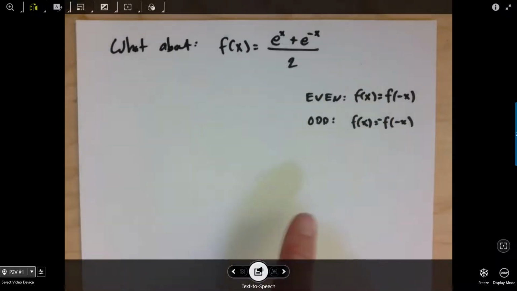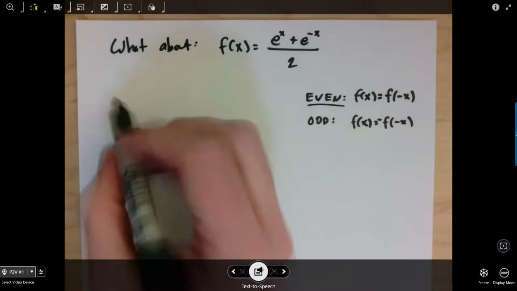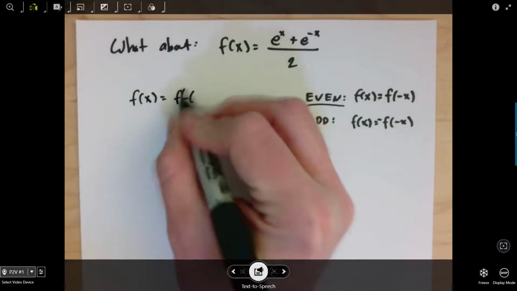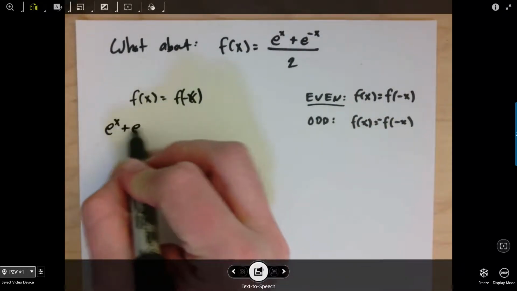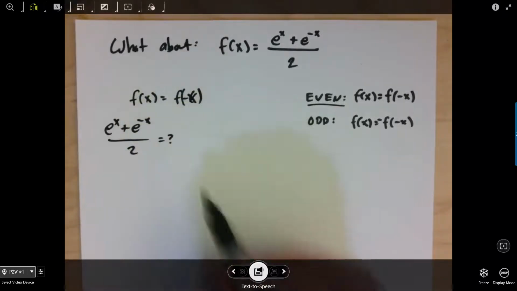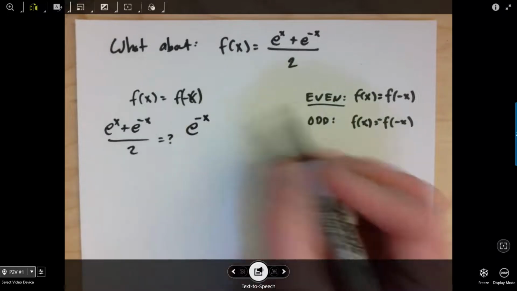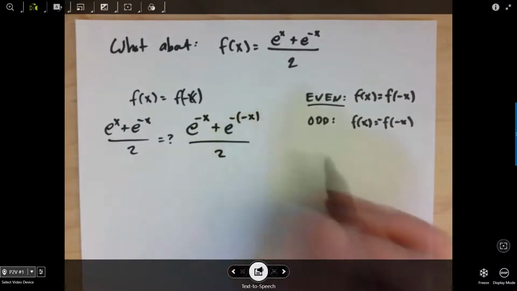So if you want to, you can pause the video and give it a little shot. I'm going to solve it right now. So let's test to see whether it's even. If it's even, I know that this should work out to be true. So on the left-hand side, I've got e to the x plus e to the negative x over 2. And on the right-hand side, I want to know, is that the same as what happens if I substitute in negative x? So that gives me e to the negative x plus e to the negative negative x over 2.